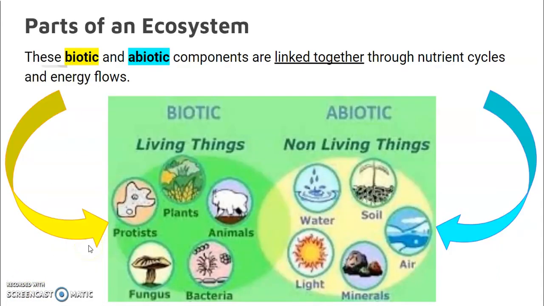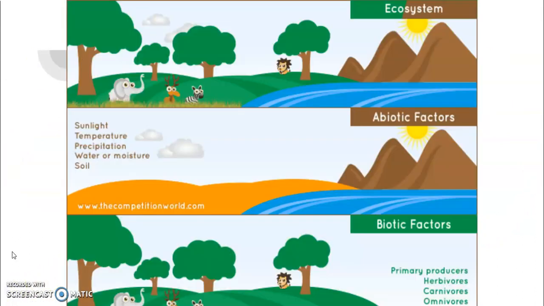Biotic components include all living things. This includes plants and animals, but also fungus, bacteria, and protists. Abiotic things include water, soil, air, minerals, and light. Abiotic factors can include many other things, but these are some general examples. Living things cannot live without non-living things. So this visual shows our biotic factors, our plants and animals, and now our abiotic factors being added to the system to create our balanced ecosystem.